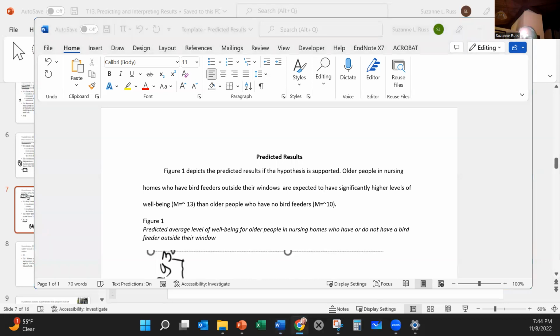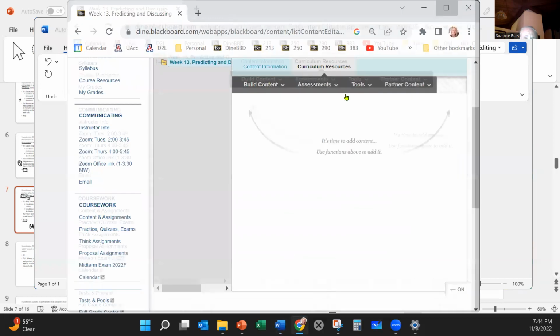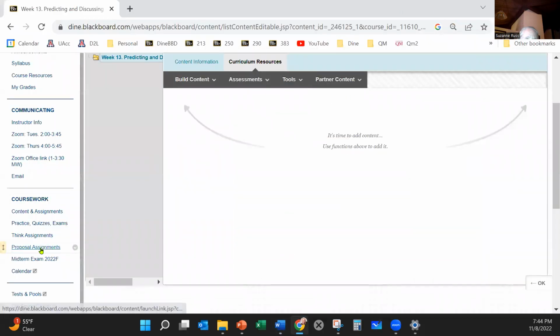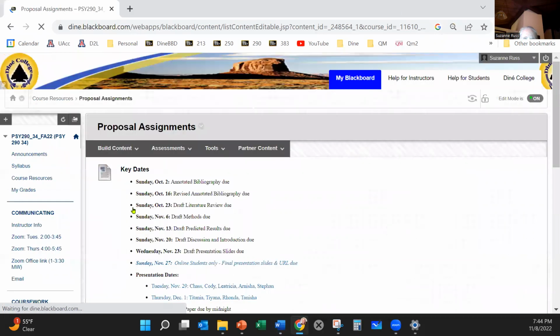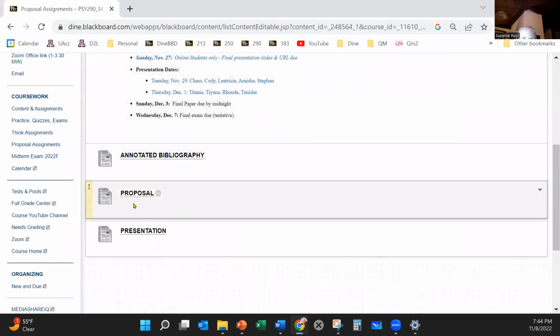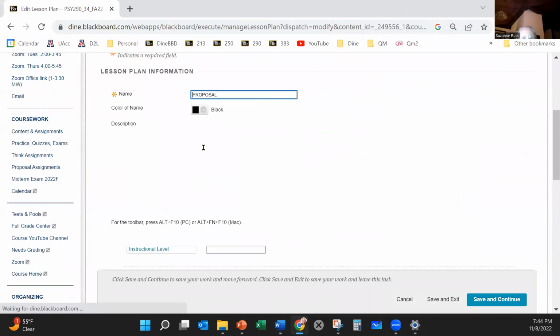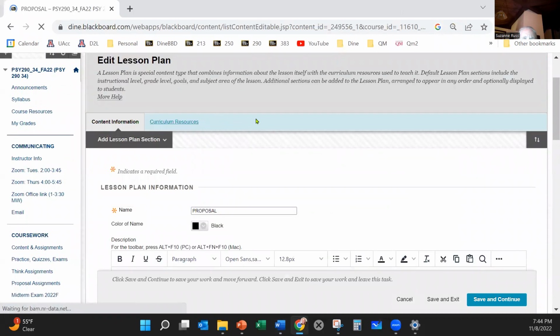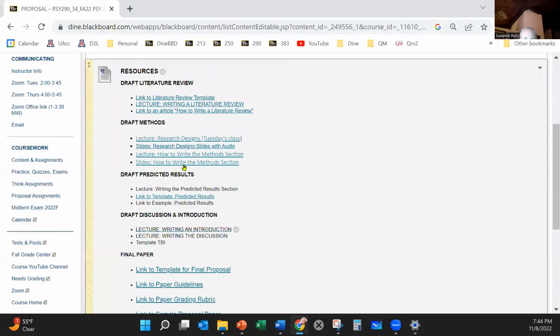What I recommend you do when you're working on your paper is that you go directly to this proposal assignments. Look where it is on the left menu. Click on it, and then you'll see all your key dates. You'll see your annotated bibliography assignment. Go down to proposal. And when you click on it, you won't see this. You will see this. And so you can see where your resources are. So this template that I just used is right here. This video will be right here. And an example would be linked right here.